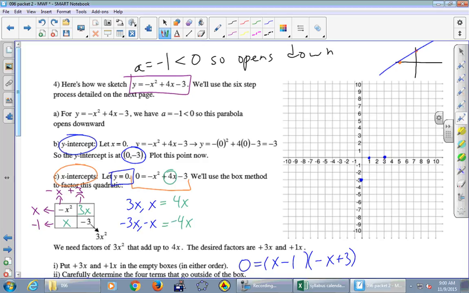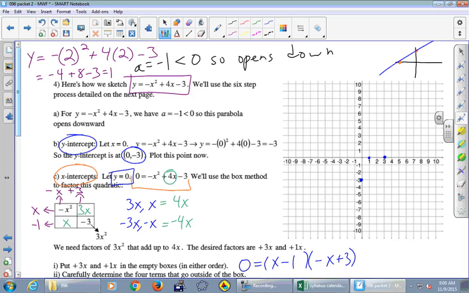We're going to plug in x equals 2. I'll do it up here. y equals negative 2 squared plus 4 times 2 minus 3. Everybody see what we did? Just substitute 2 for x. So that's negative 4 plus 8 minus 3. What is that? That 1? So the y coordinate of that vertex is at 1.